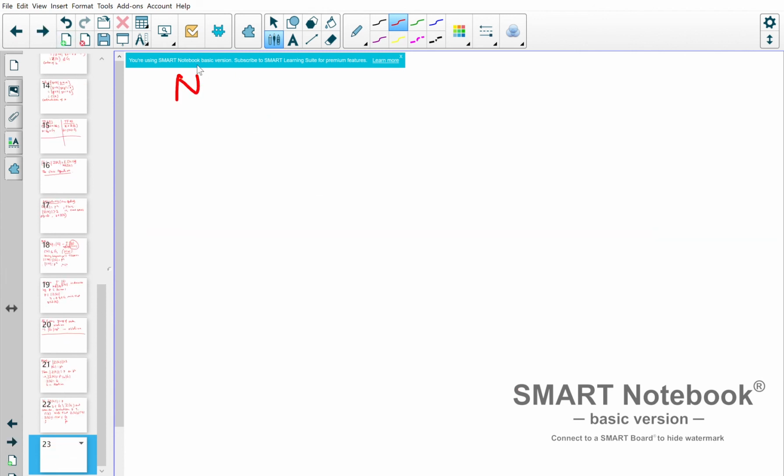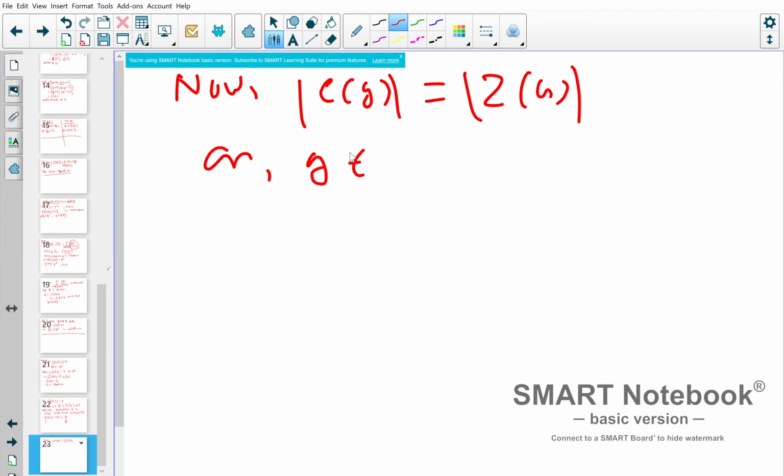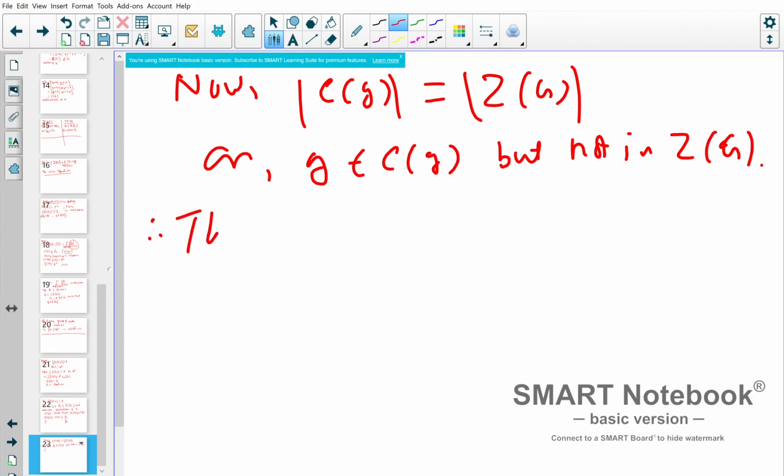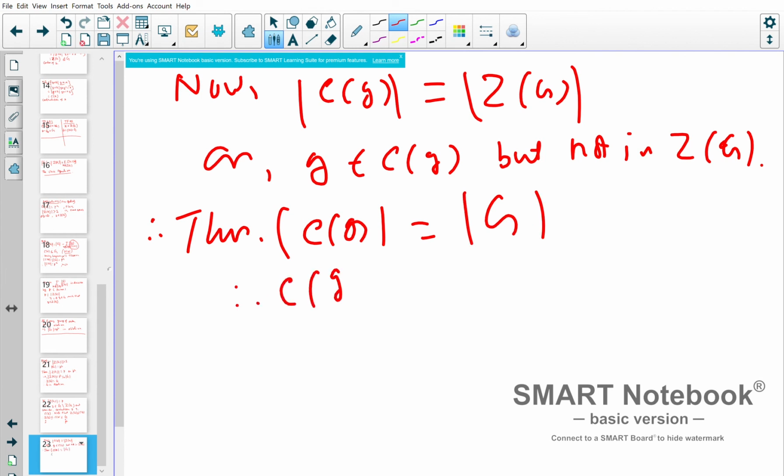The centralizer of g cannot have order p, as g belongs to the centralizer of g but not to the center, right? And thus what is the only option left? The centralizer of g has to be equal to the full group G. So what does that mean? The centralizer of the element g is nothing but the full group G. But what does that mean?